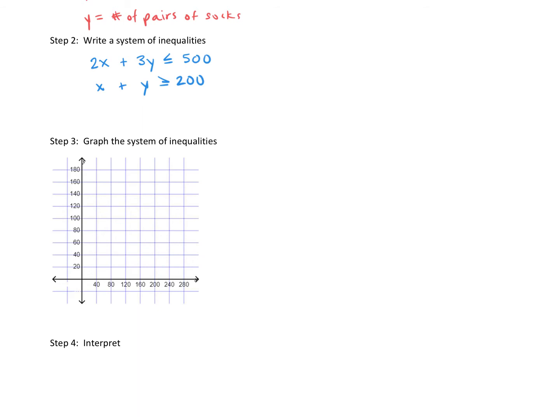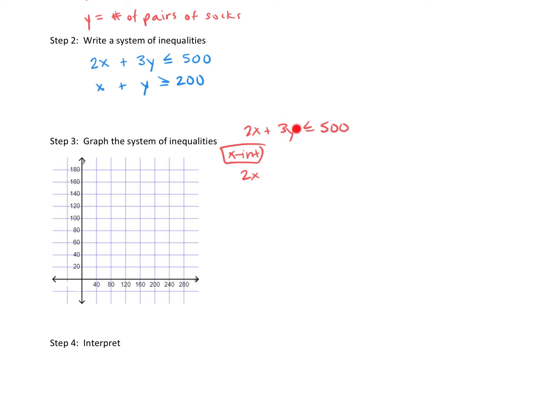So another way to graph lines is using your intercepts. And I think intercepts can be a really nice way to go if we just remember that that's a possibility. So let's take our 2x plus 3y is less than or equal to 500 line. Let's find the x-intercept. X-intercept is where you keep the x, you plug in a 0 for the y.